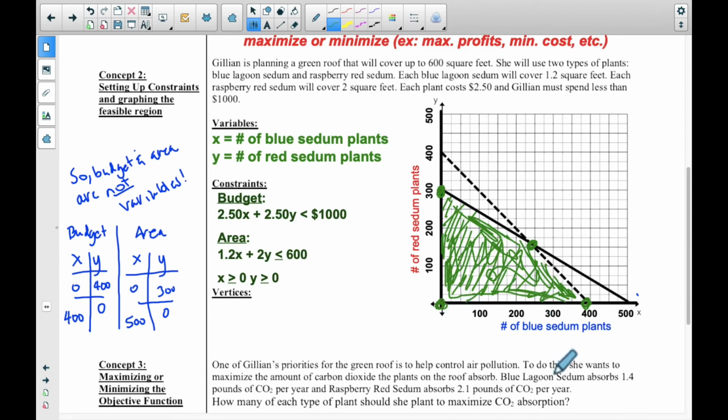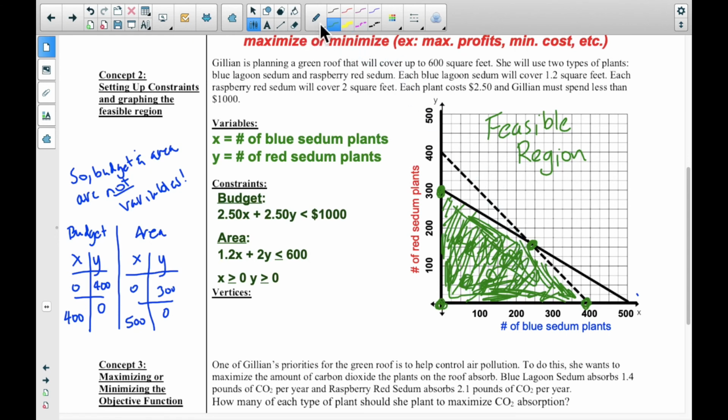And as it turns out, like I said in the beginning, when you do this, these are your constraints. This area is called the feasible region. So you've heard that word feasible before. It means what is possible. Well, what this shaded area means is I could pick any number of blue sedum plants and red sedum plants that fit into this area, and it would fit into my budget, and it would fit onto the roof. And so any number of these would be less than $1,000 total, and would be less than 600 feet total. So this is the feasible region. This is what is feasible, what is possible.